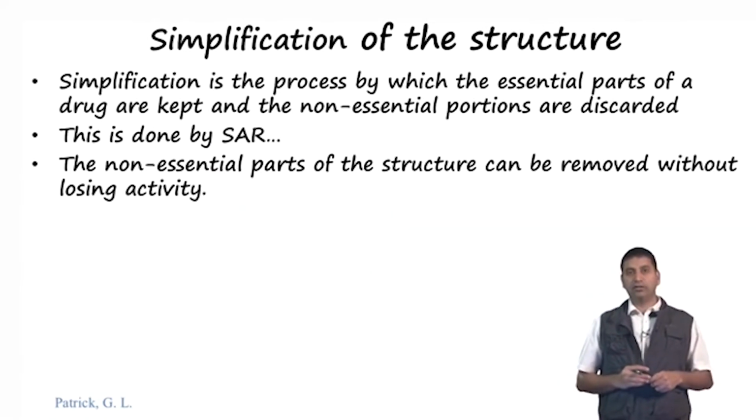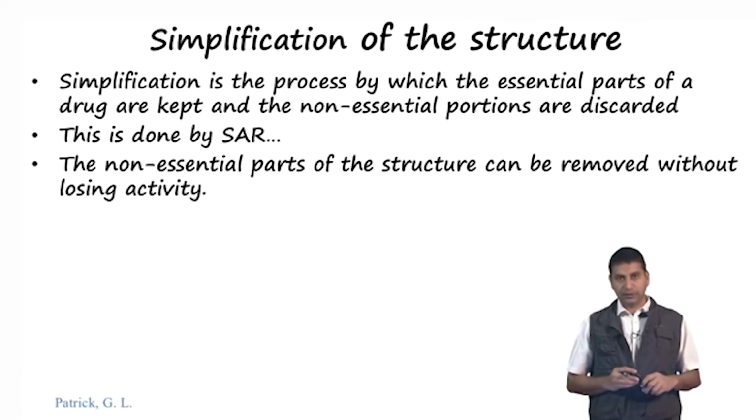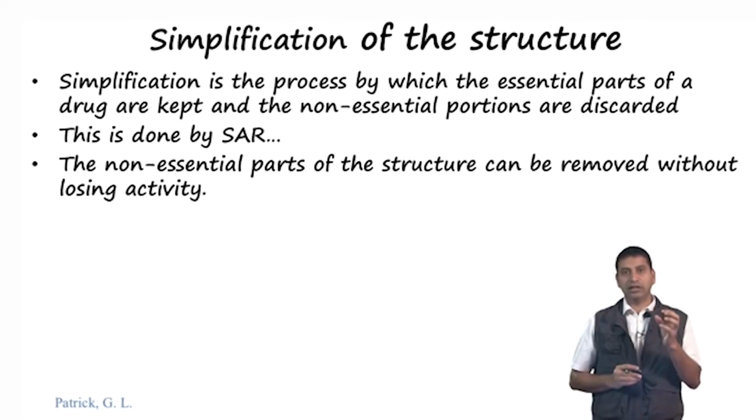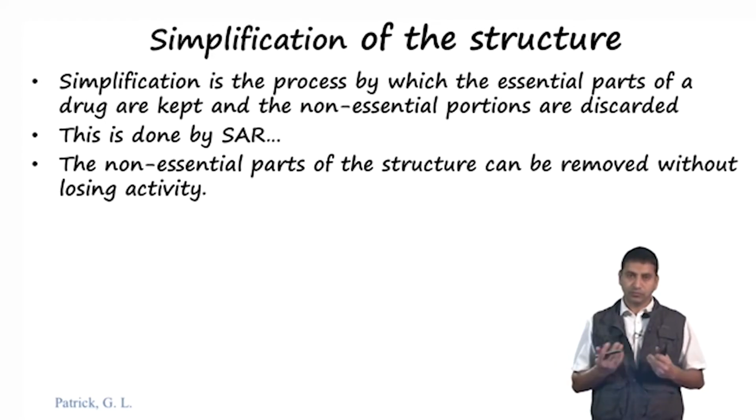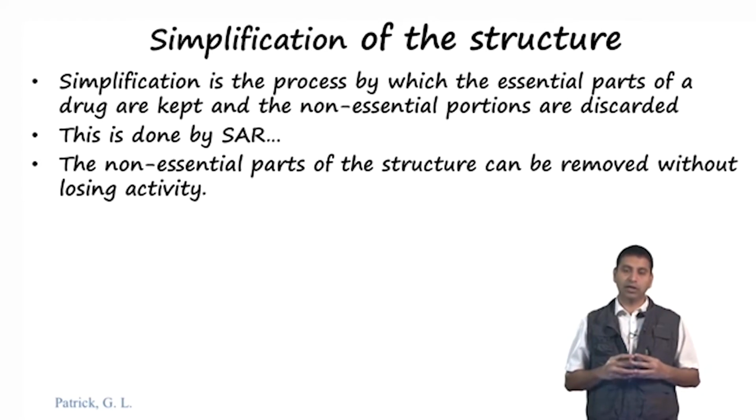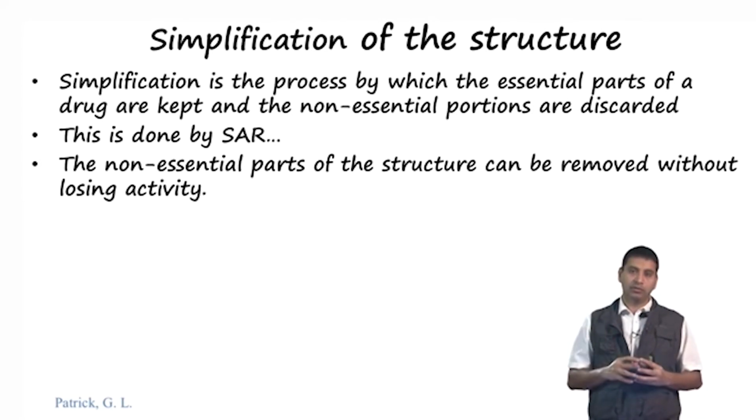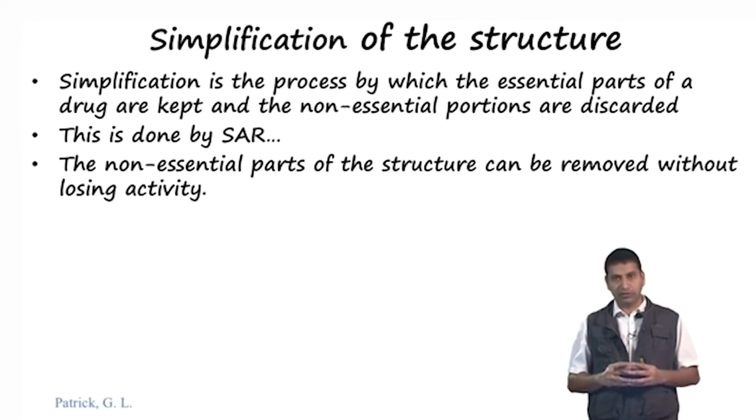The next strategy that we would employ is simplification of the structure. As the name suggests, simplification is the process by which only the essential parts of a drug are kept and the non-essential parts are discarded. Of course, this is done by detailed structure activity relationship, or SAR. The way we would identify the non-essential parts is that we would remove the parts one by one and then find out which one is important for activity. If you remove a particular part of the molecule and the activity is not changed, then we would classify that as a non-essential part.